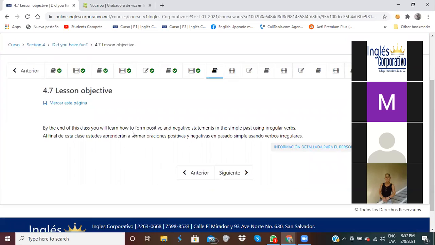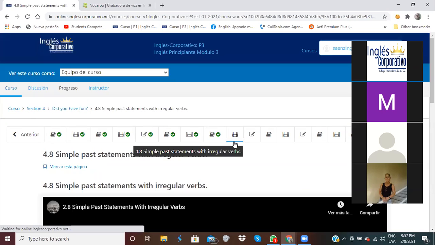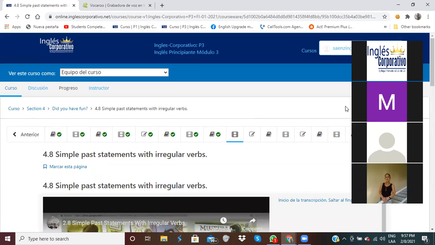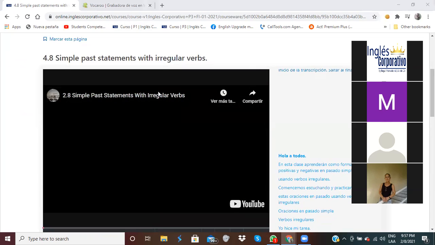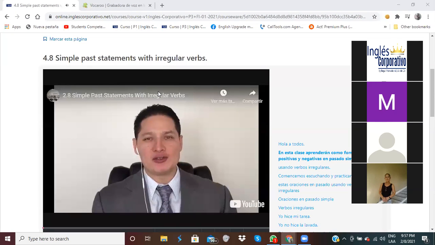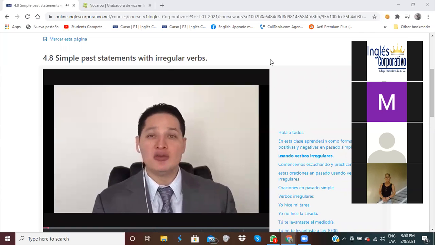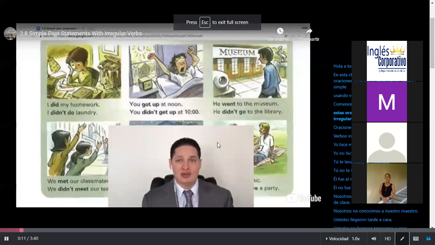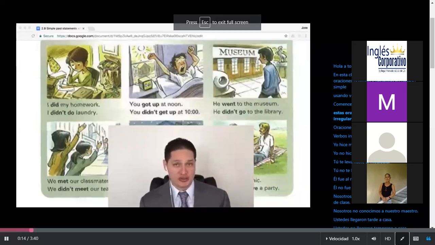By the end of this class, you will learn how to form positive and negative statements in the simple past using irregular verbs. Hi everyone, in this class you learn to form positive and negative statements using irregulars. Let's get started by listening and practicing these statements in the past using irregular verbs.